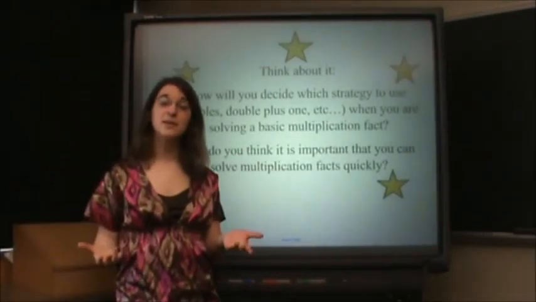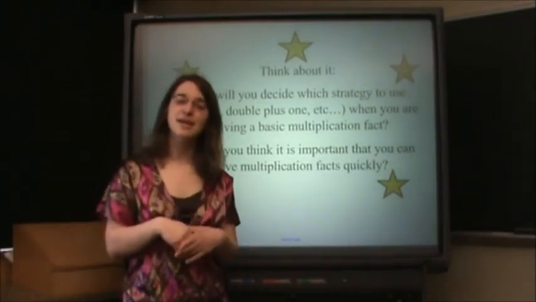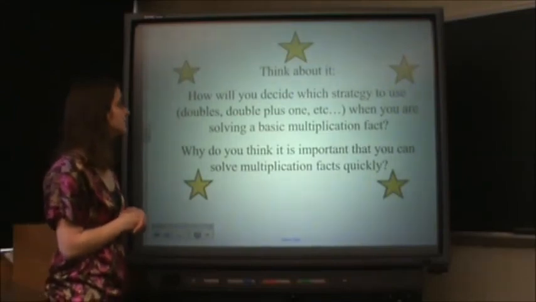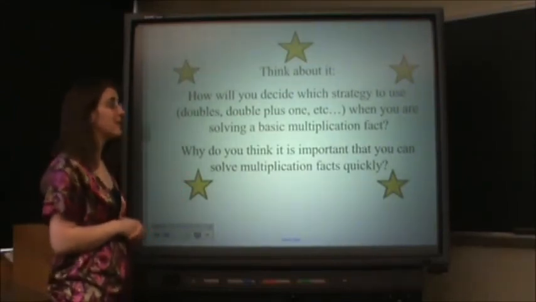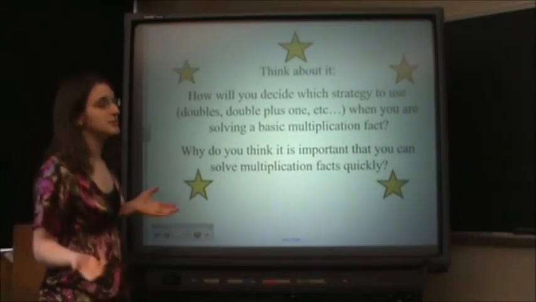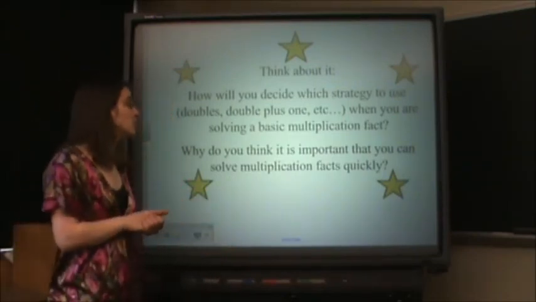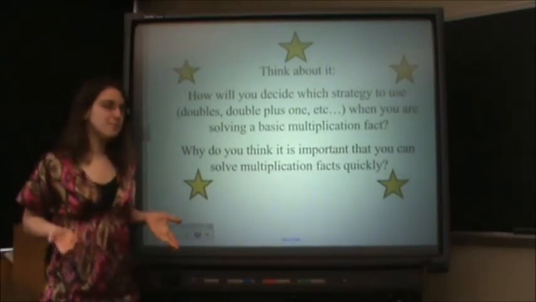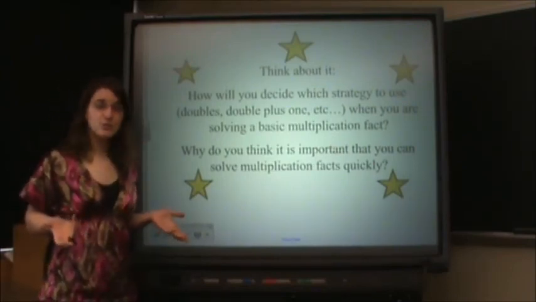So that sums up the overall strategies, and the next time, like I said, we'll work on more specific basic fact strategies. In the meantime, I'd like you to think about these 2 questions. How will you decide which strategy to use, doubles, double plus 1, etc., when you are solving a basic multiplication fact? And why do you think it's important to solve multiplication facts quickly?